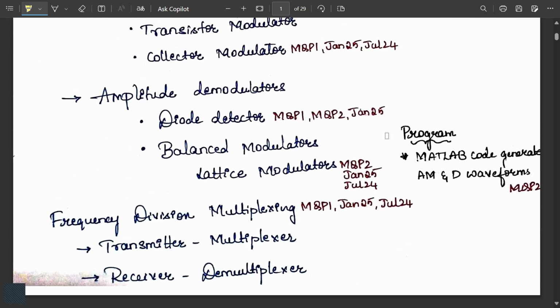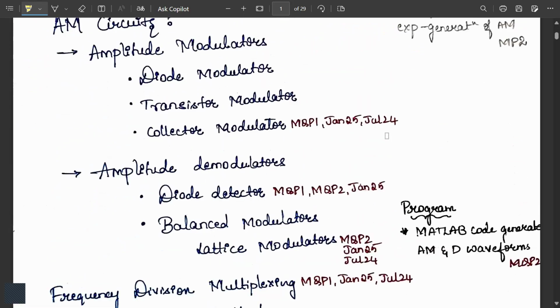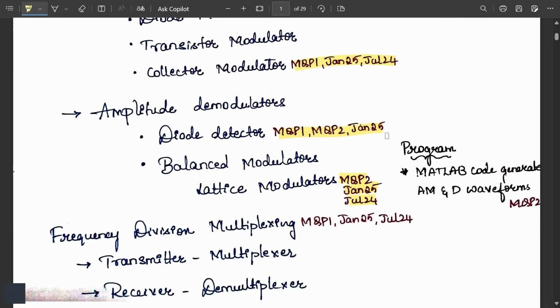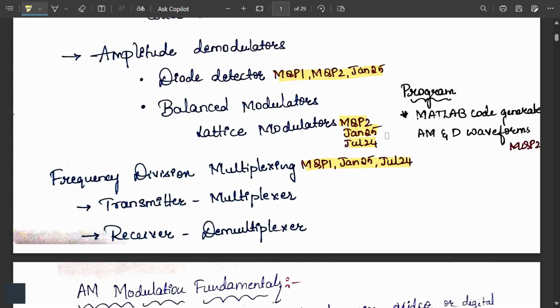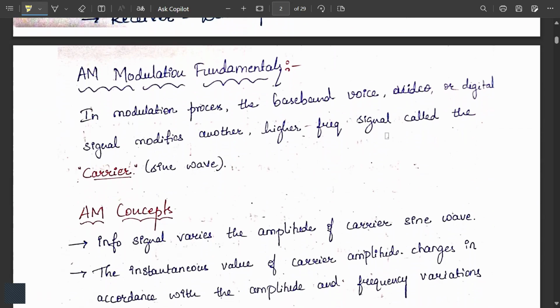Next is amplitude demodulators. Here the diode detector is important because it is asked in the 3 papers. Next, balanced modulators, that is the lattice modulator, which is also asked in 3 papers. Then frequency division multiplexing, that is the transmitter multiplexer and receiver demultiplexer. This is also important. Program: the main lab program, that is MATLAB code to generate the amplitude modulation and demodulation waveforms. Learn the code.